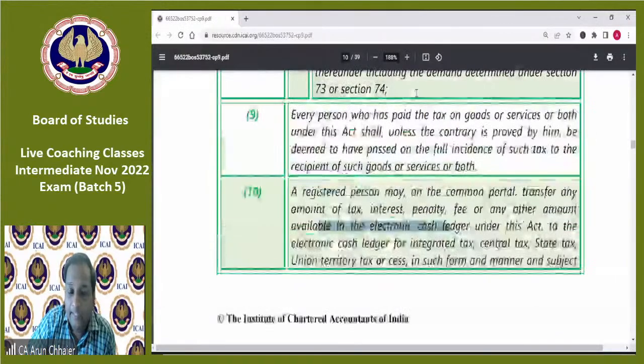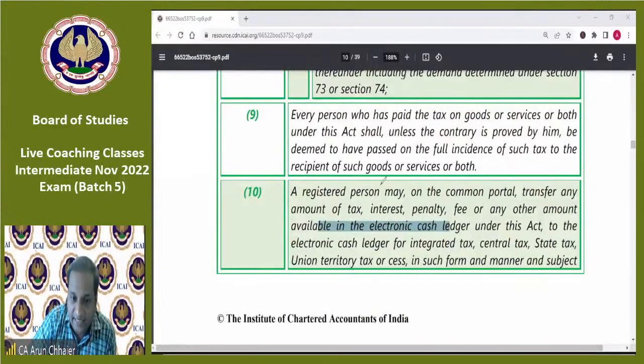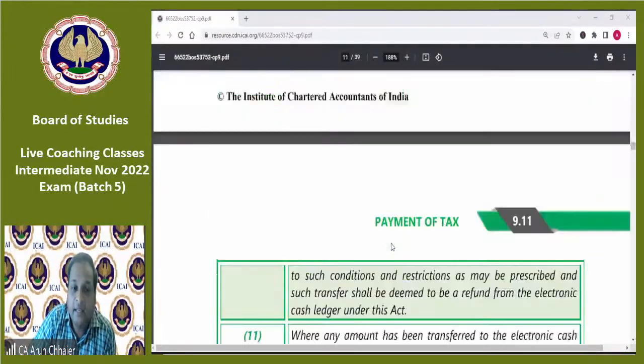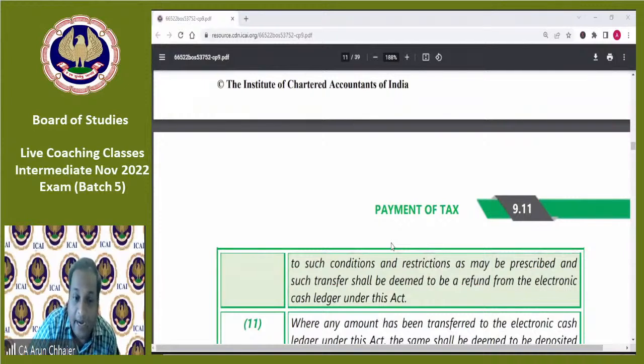I am reading the provision once again. Every registered person may, on the common portal, transfer any amount of the tax, interest, penalty, fees or any other amount available in the electronic cash ledger. So if it is credit, can you transfer? Answer is no. To the electronic cash ledger for IGST, CGST or SGST, in such manner and subject to such conditions and restrictions as may be prescribed, and such transfers will be deemed to be a refund from the electronic cash ledger.